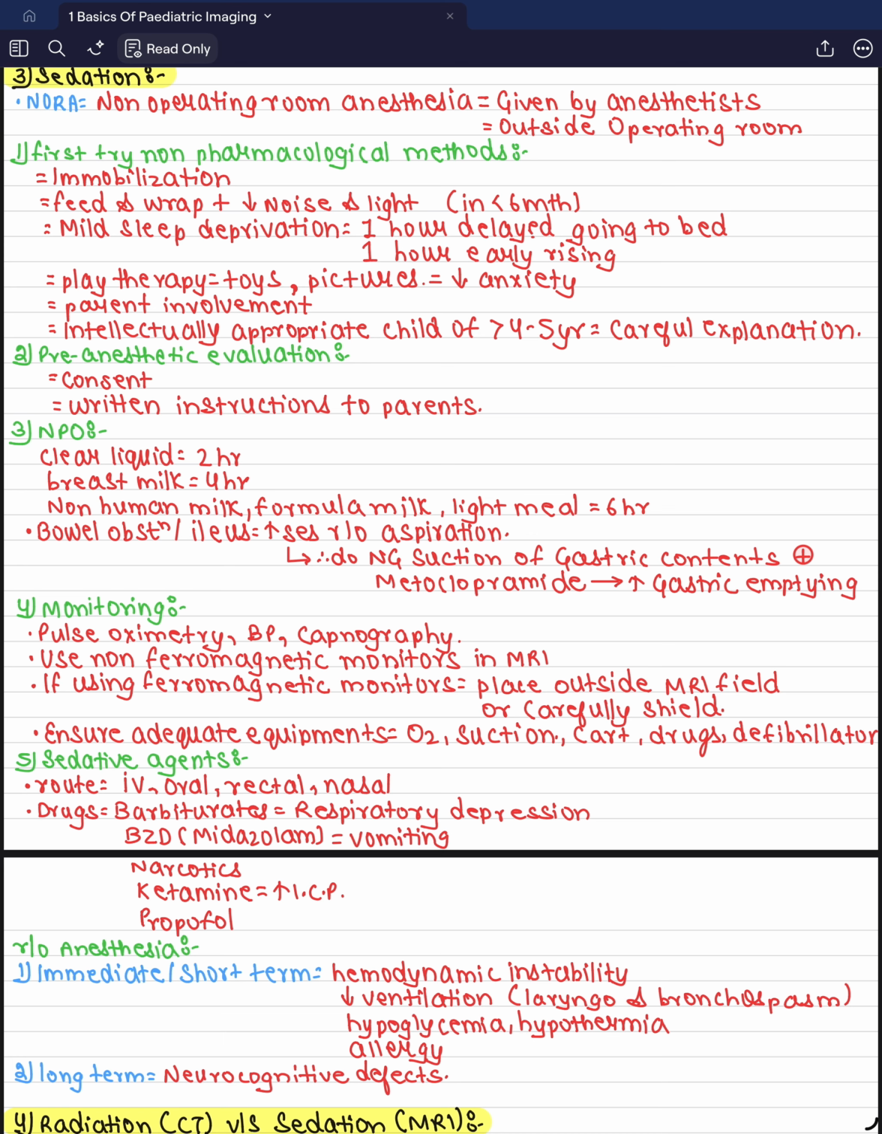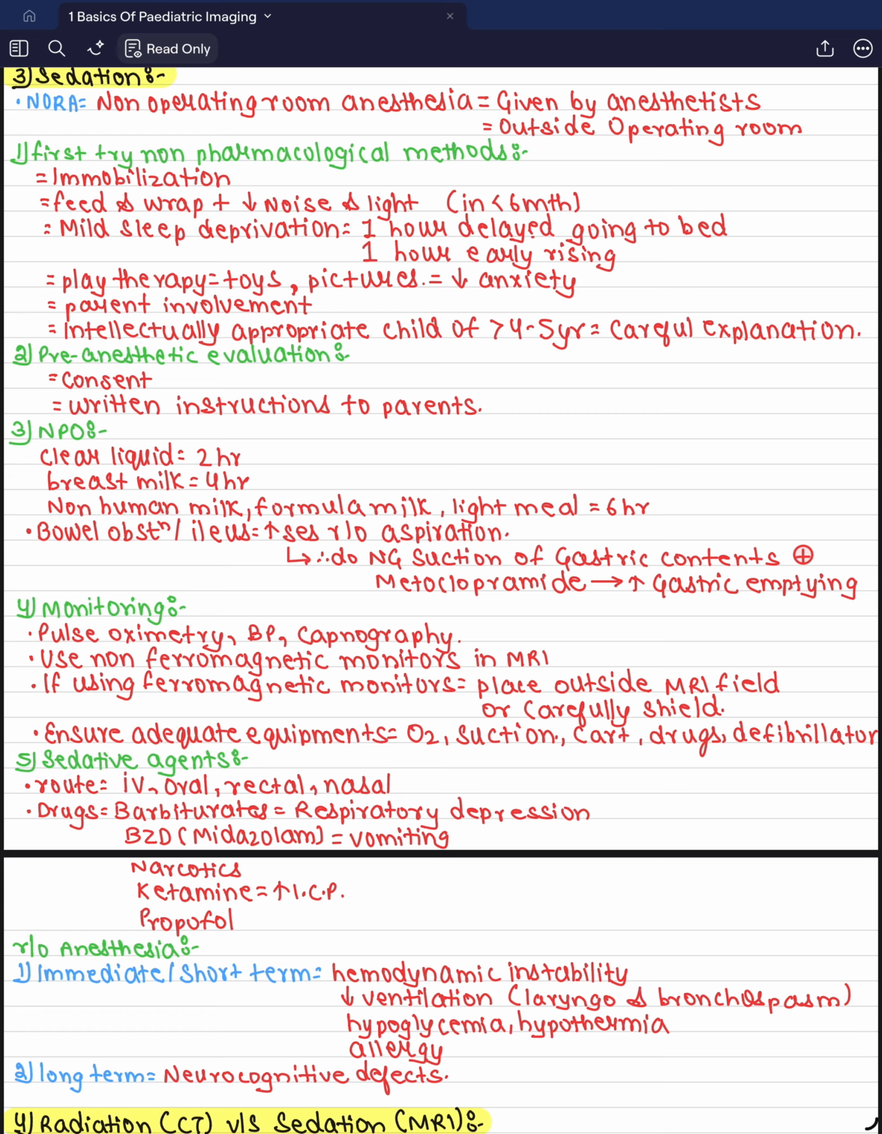Okay, so in these cases, what should we do? We should do nasogastric suction of gastric contents. We should suck them out. Also, we can give metoclopramide. What it does is increase gastric emptying, so it will push the food forward into the bowel, thus decreasing the risk of aspiration. Next thing we have to do after giving anesthesia is monitoring.